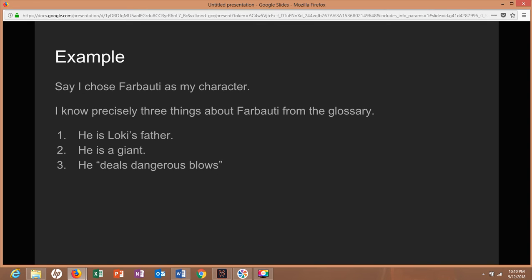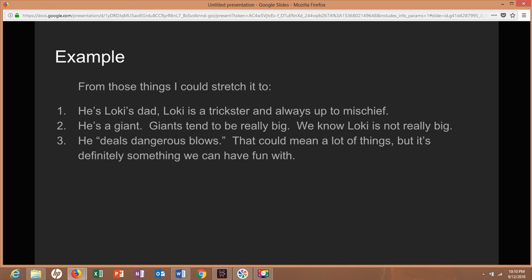So, just an example. Say I chose Farbati as my character. I look in the glossary, and there are exactly 3 things about Farbati. He's Loki's father, he's a giant, and he deals dangerous blows. That's not a lot to work with, but I know a little bit about Loki already. So I can say, Farbati's Loki's dad. Loki's a trickster, and he's always up to mischief. So maybe I portray Farbati as a bad influence on his son. And I write about how they didn't have the greatest relationship.